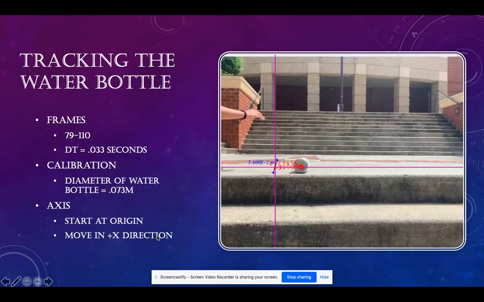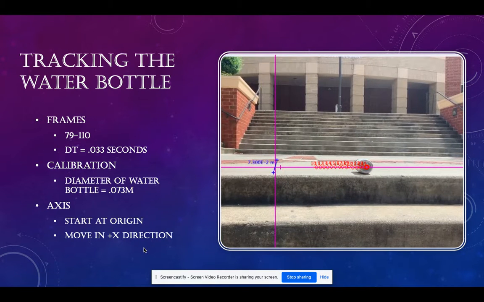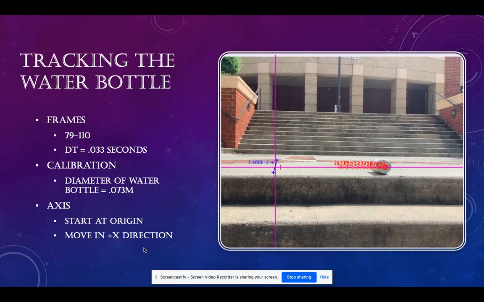You can see that the video is a lot shorter. That's because I had to cut out the beginning and the end, because in the beginning, the water bottle was still accelerating, and in the end, the water bottle was really starting to decelerate. So I cut those points out so I could just get to the constant velocity part. And I only used frames 79 through 110, and delta t between each frame was 0.03 seconds.